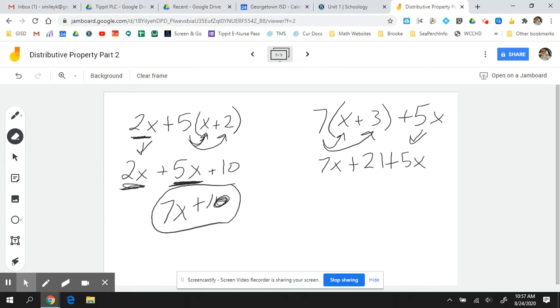A lot of people will try and add that into our distributive property, and it is not a part of it. Okay. So the things I can add together are 7x and this plus 5x. Remember to take that operation sign with it. So 7 plus 5 would give you 12x plus 21 as your answer.